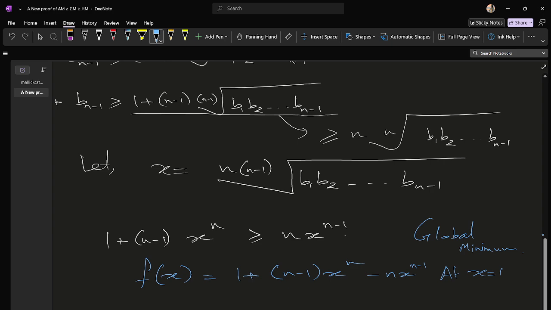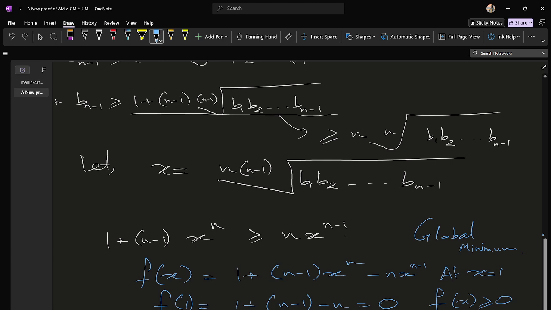So what is the global minimum here? For f(1), that is 1 plus n minus 1 minus n. So 1 and minus 1 cancel out, and n and minus n also cancel out, so we get 0. So f(x) is always greater than or equal to 0. As f(x) is greater than or equal to 0, the inequality holds. So the inequality holds true for n.